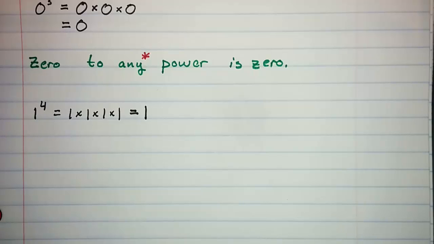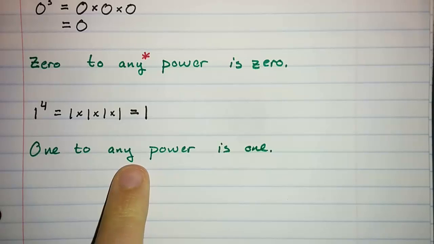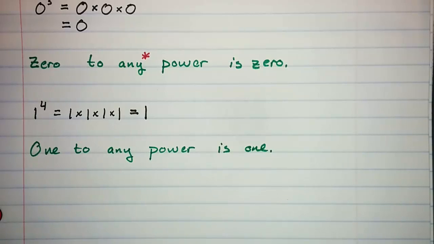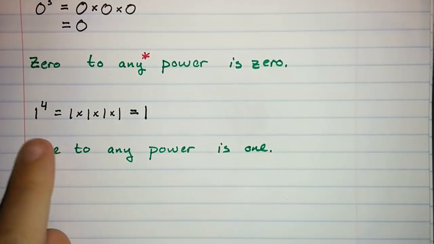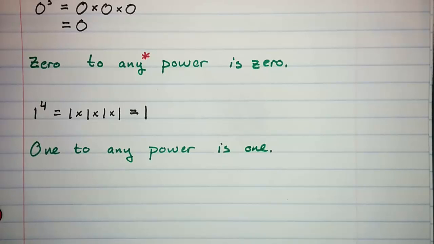Is that always going to happen? Well, remember, anything times 1 is just 1. So no matter how many times we multiply 1 by itself, we're still going to get 1 back. No asterisk by this any. By any, I really mean any. Okay. So, 0 to any power is 0, 1 to any power is 1.